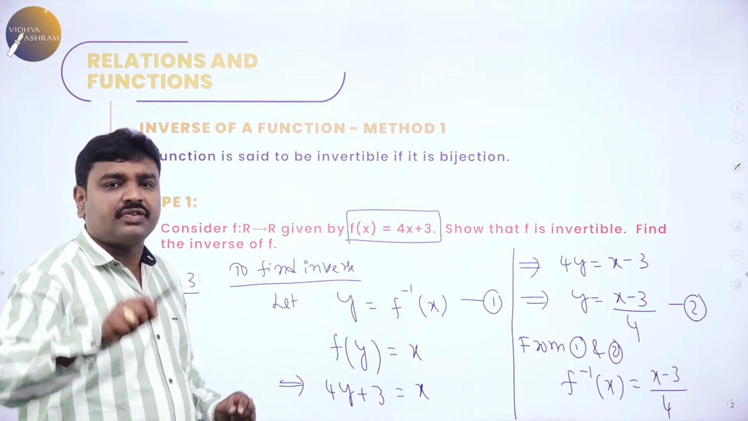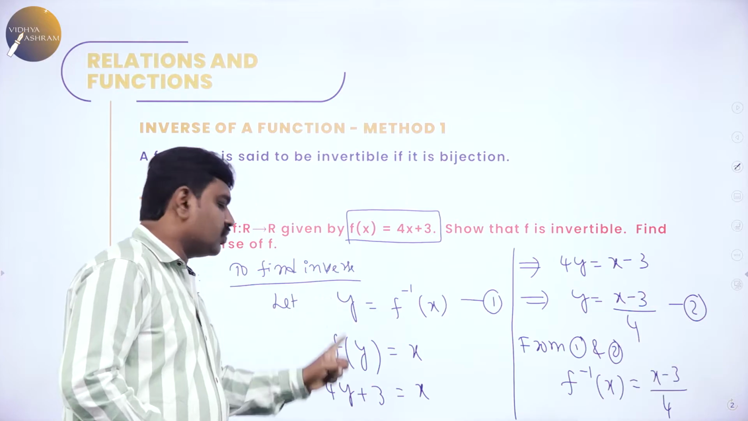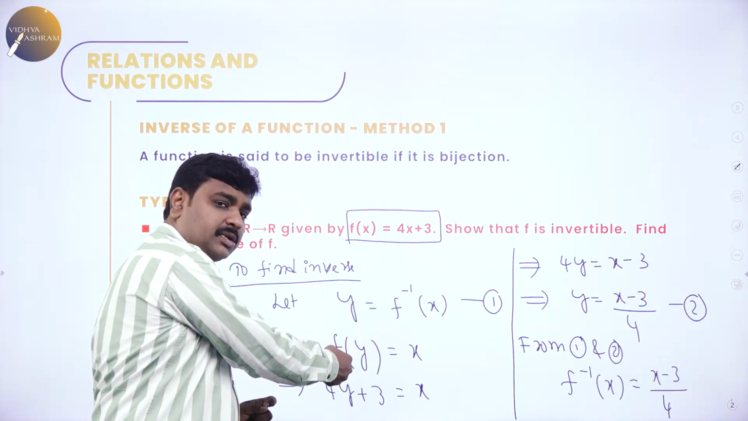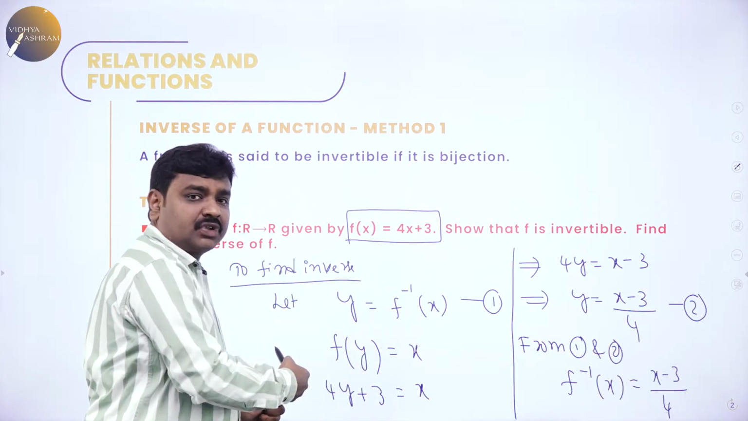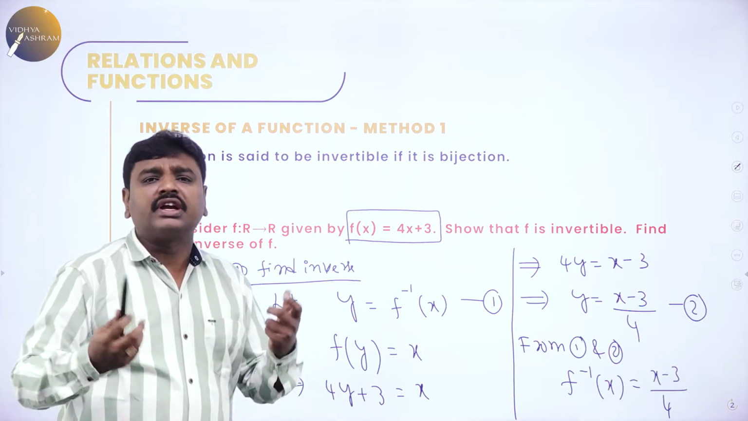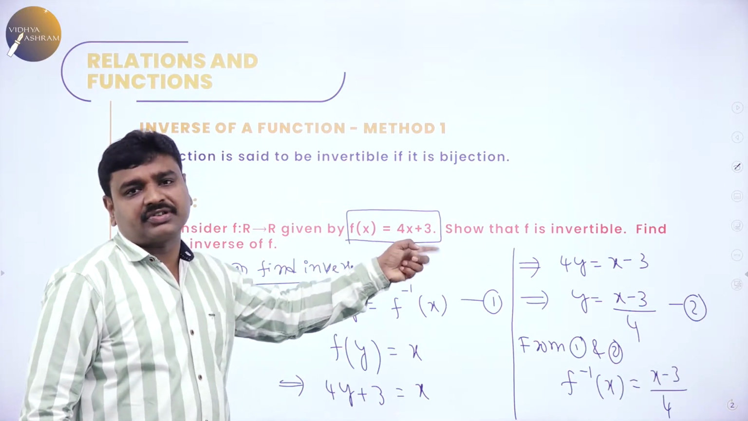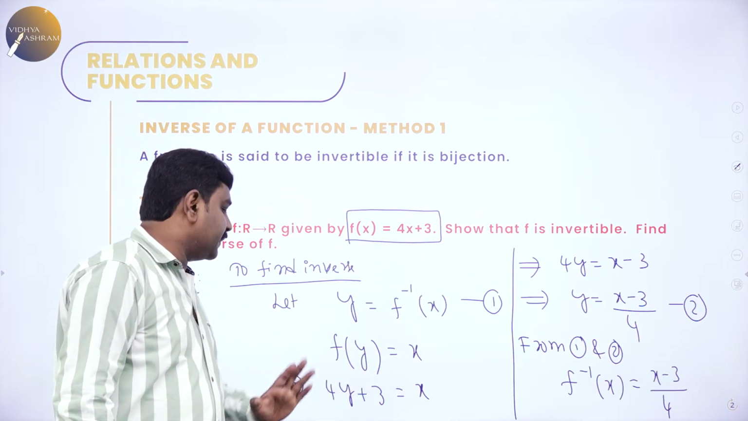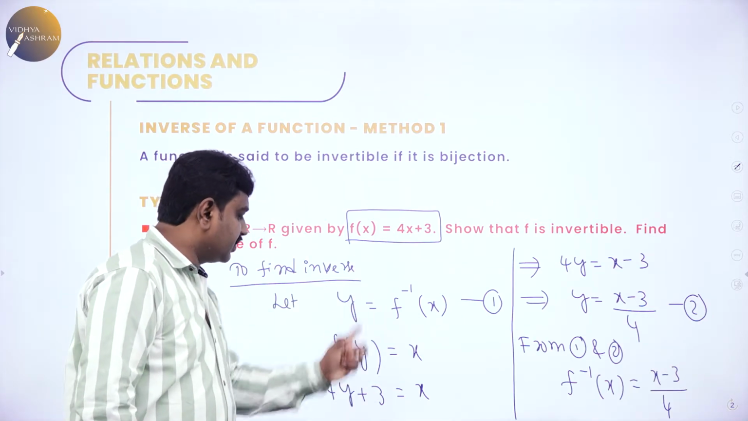Now, the last step is to find the inverse. How to find the inverse? Take y is equal to f inverse x and transfer the inverse to LHS, it will become f of y. You know, an inverse function, if it comes to this side, it will become a normal function. And write the value of f of y. How to write the value of f of y? Refer to the question. What have they given? f of x is 4x plus 3, f of p is 4p plus 3. What is f of y? 4y plus 3. I saw this and wrote.